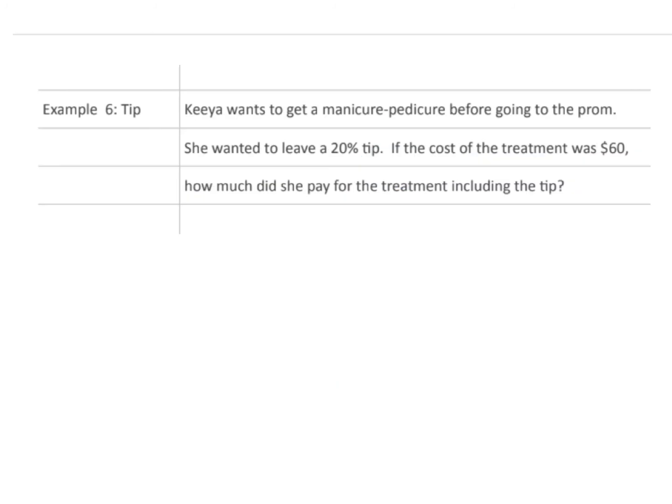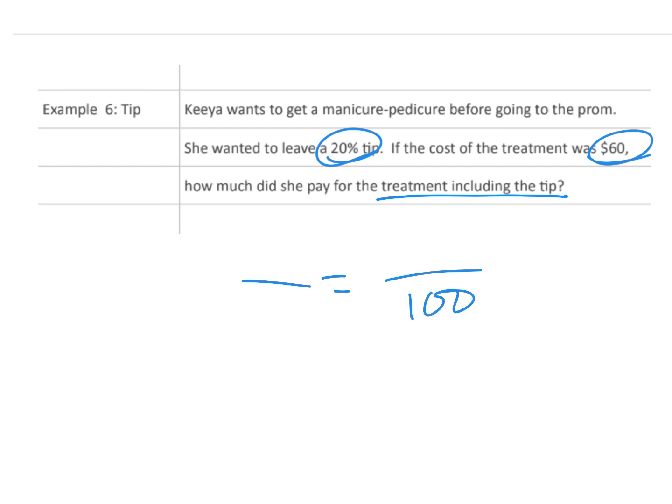Example number 6. Kia wants to get a mani-pedi before going to the prom. She wants to leave a 20% tip. The cost of the treatment was $60. How much should she pay for the treatment, including the tip? So let's set up our proportion. Whoops, forgot my 100. There we go.